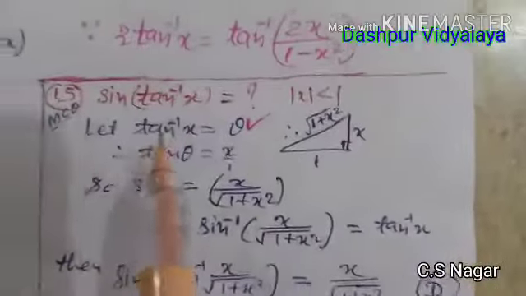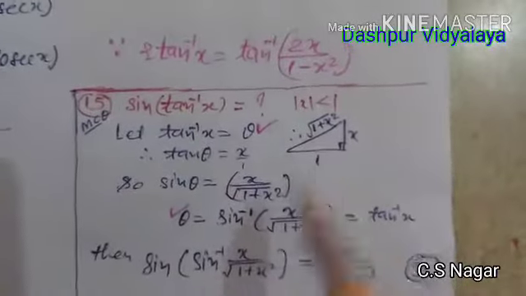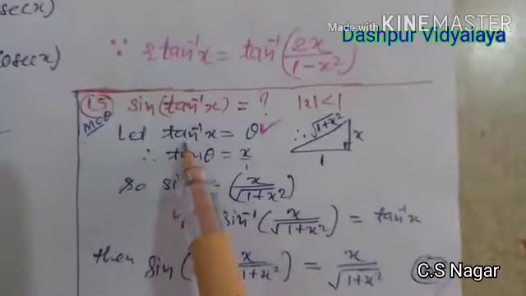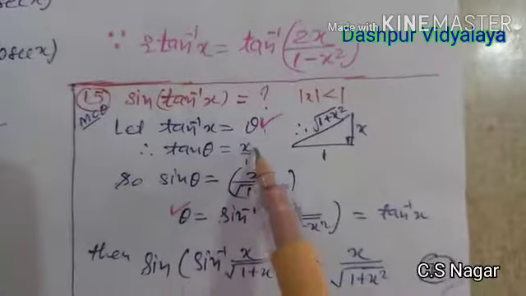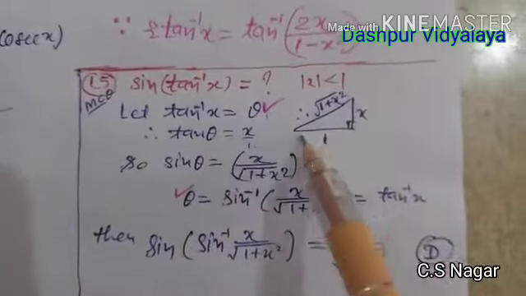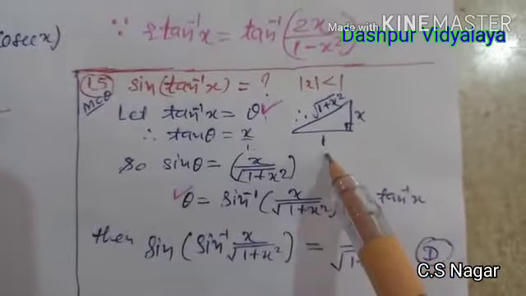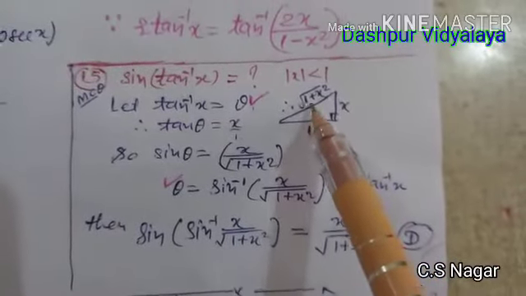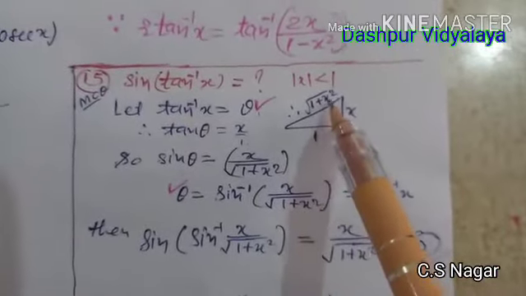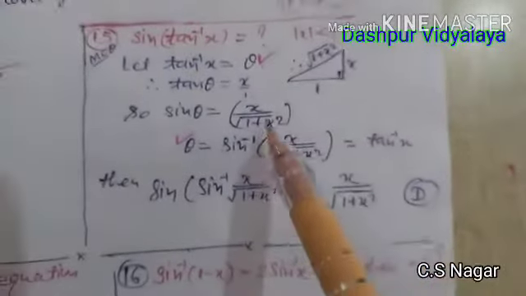Now next, question number 15, which is an MCQ. Sine of tan inverse x equals question mark. Let tan inverse x equal theta. Then tan theta is equal to x by 1. See in this right angle triangle, x by 1, p by b, perpendicular upon base. So by using Pythagoras, find the value of the hypotenuse, that is under root 1 plus x square. Then sin theta is x upon under root 1 plus x square.